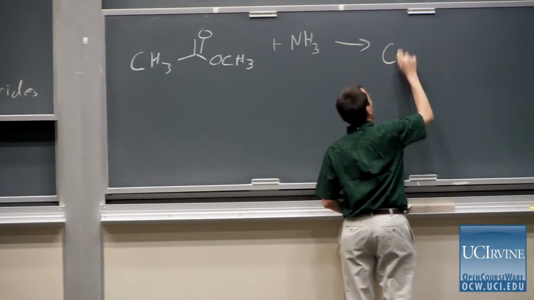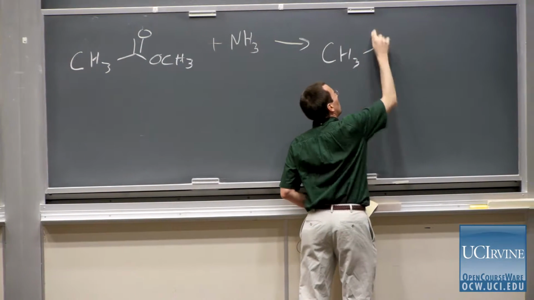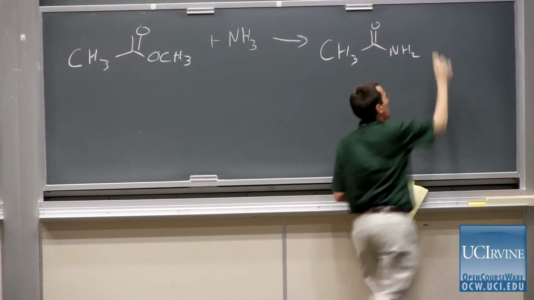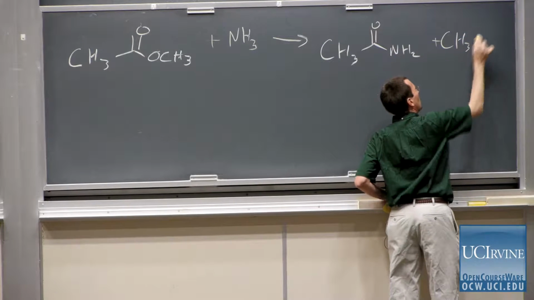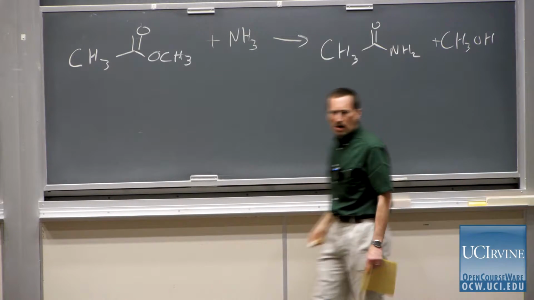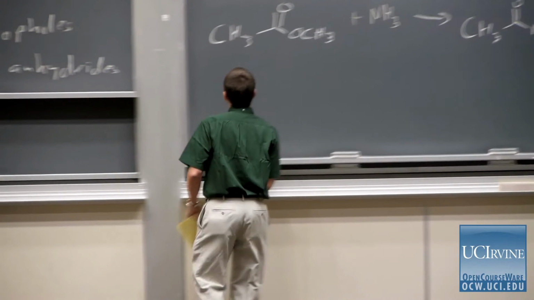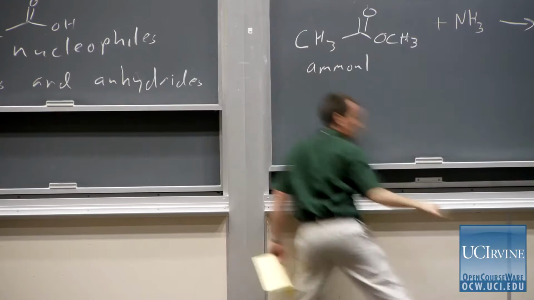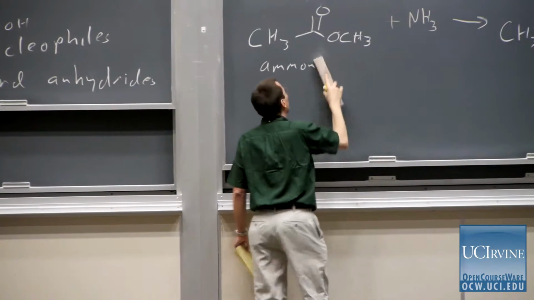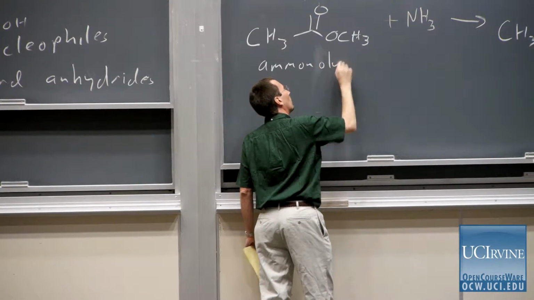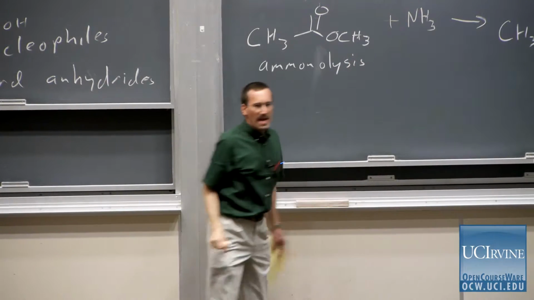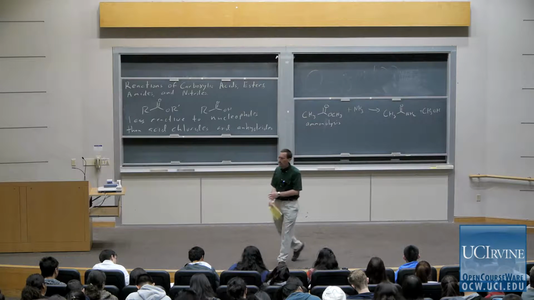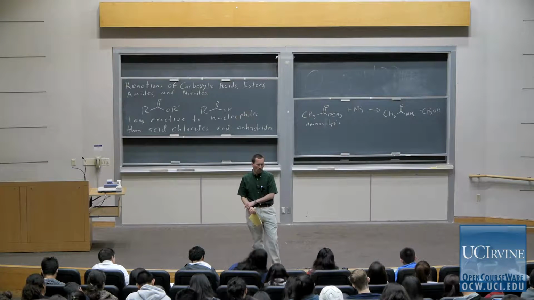And so we undergo a reaction to get acetamide. And the other product of the reaction is methanol. So we call this reaction an ammonolysis, meaning a lysis, a cleavage by ammonia. We've already mentioned the term hydrolysis, cleavage by water.